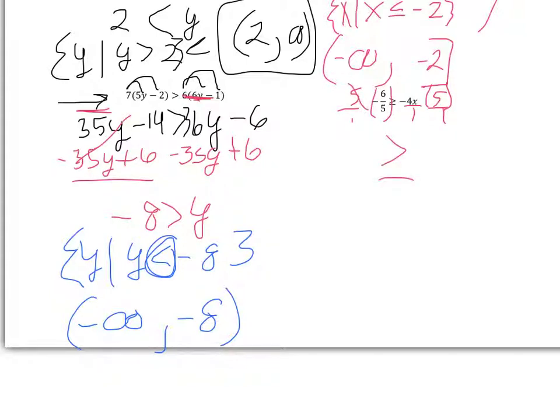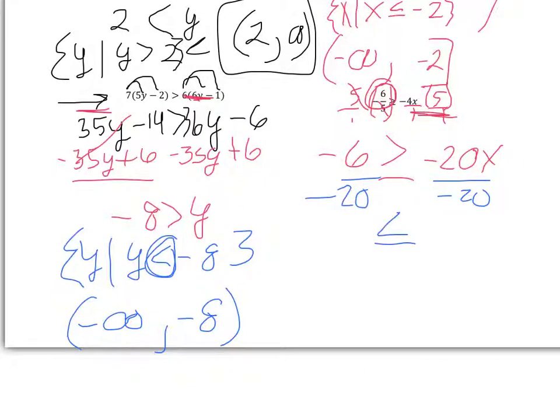Now this 5 cancels with that, leaving me with just negative 6. Over on this side, 1's in the denominator, so we just multiply. 5 times negative 4x is negative 20x. Now the next thing that we want to do here is isolate the variable x, so divide by negative 20. But because we're dividing by a negative, the first thing we want to do is change the direction of our sign. We divide by the negative 20, which gives us x.